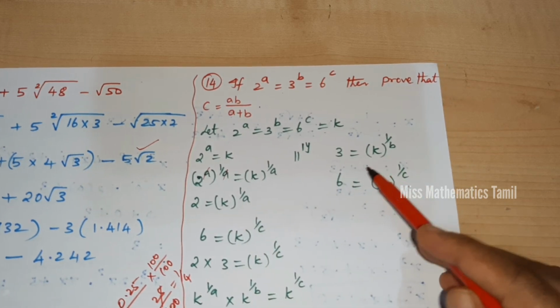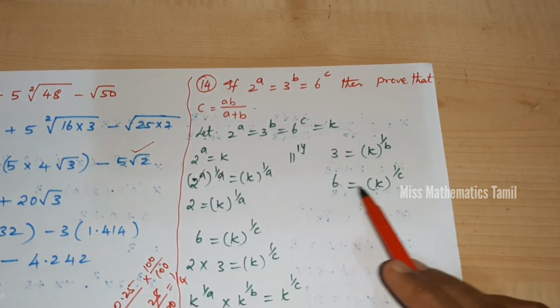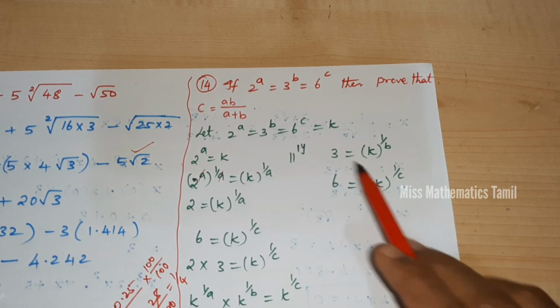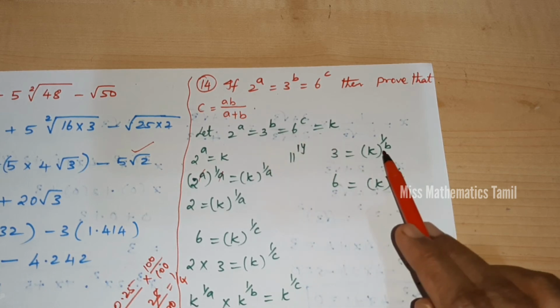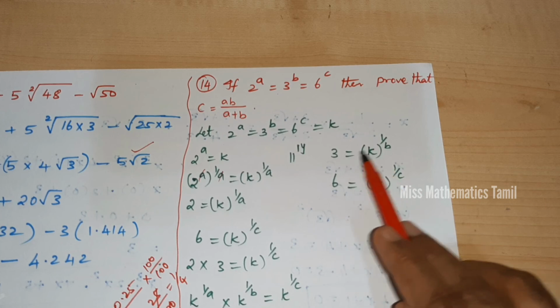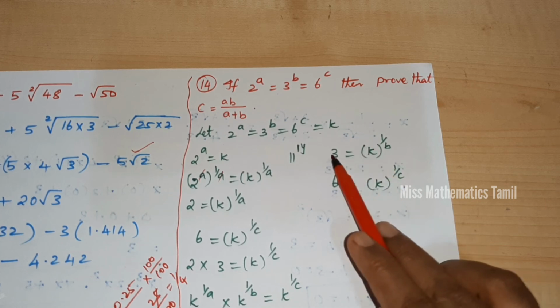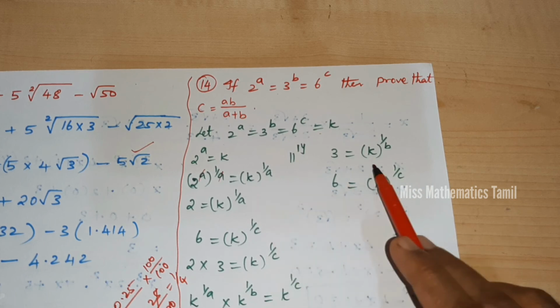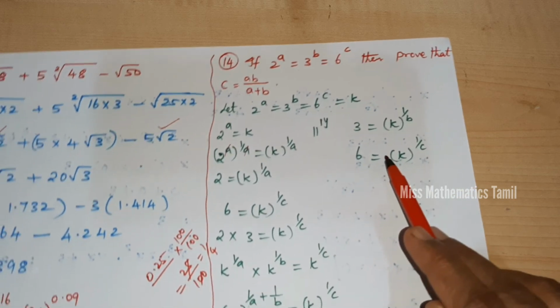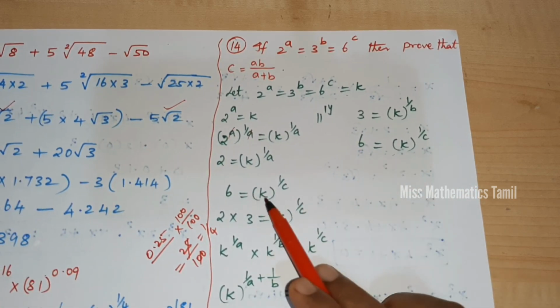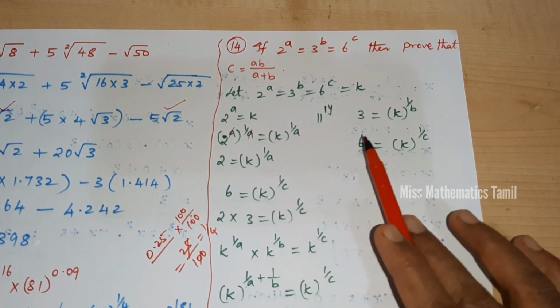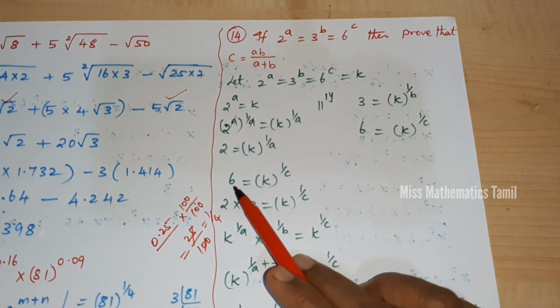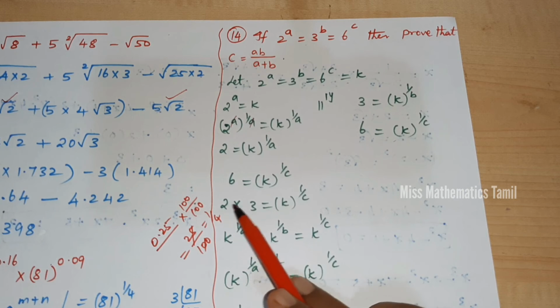Similarly, we can make it for 3, for 6, right? 3 to the power of b is equal to k. So both sides I am raising 1 by b, means 3 is equal to k to the power of 1 by b. Same thing. Okay. Next, 6 is equal to k to the power of 1 by c, we know. Instead of 6, I am writing 2 into 3.